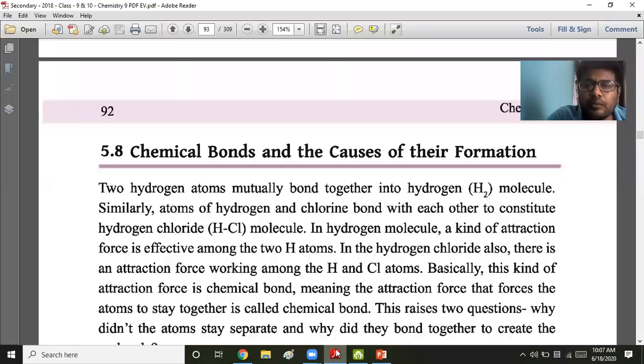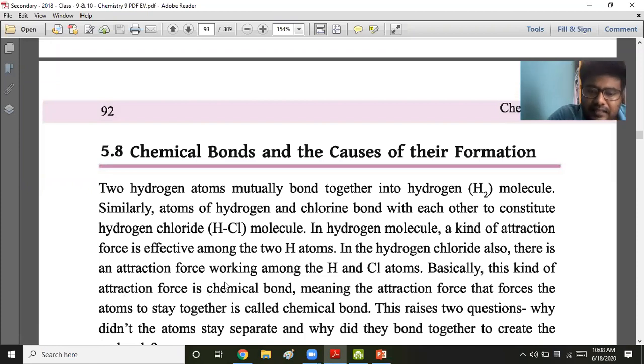So I am going to my book again. In a hydrogen molecule, a kind of attraction force is effective between the two atoms. In hydrogen chloride also, there is an attraction force working between the hydrogen and chlorine atoms. So by this way, they can attract each other and make a bond. Basically, this kind of attraction force is a chemical bond.